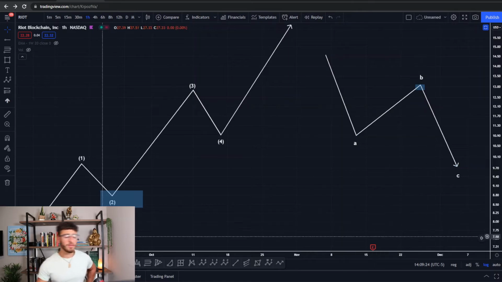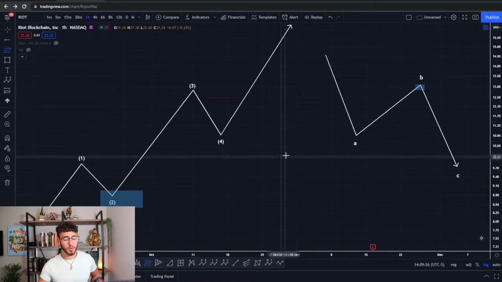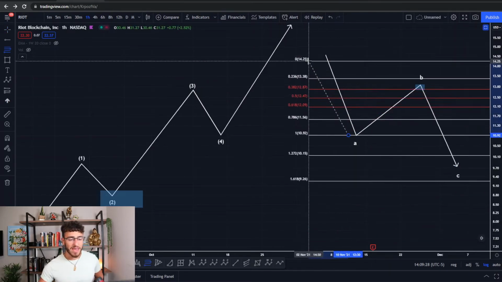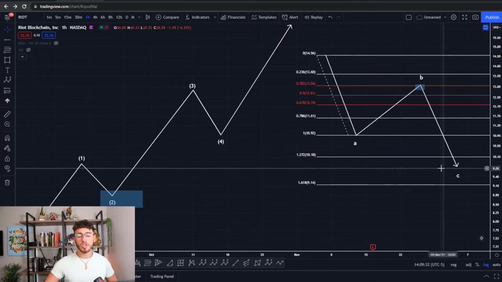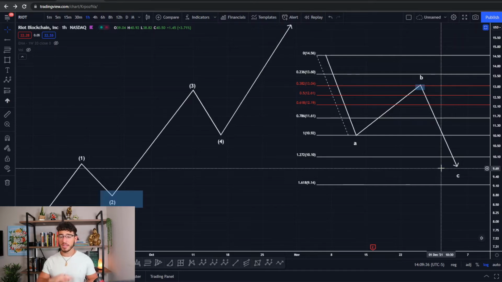Now, how am I going to find a high probability area of reversal for wave C? Probably exactly how you guessed, taking the extensions of wave A. So we know from the Elliott wave framework that wave C usually ends, same as wave 5, typically around the 127.2, but if not the 127.2, the 161.8.